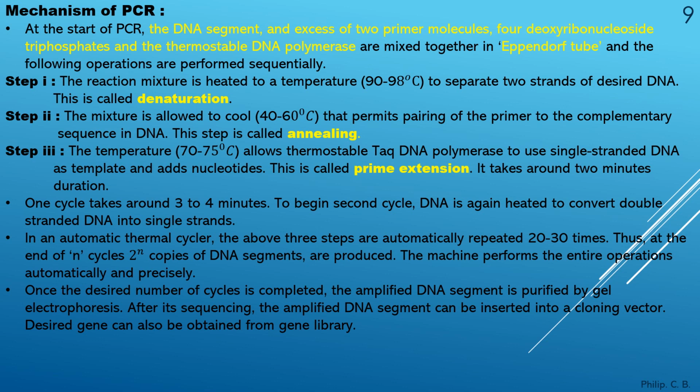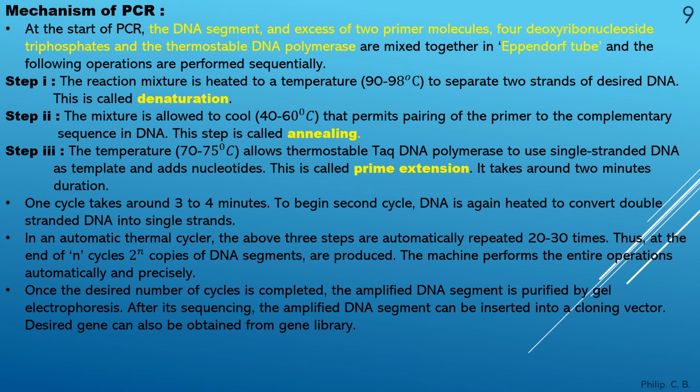The desired gene can also be obtained from the gene library. What is a gene library? Where the required gene is stored. So whenever you require it, you can easily obtain it. So what are the three steps? First is denaturation, second annealing, and third primer extension.